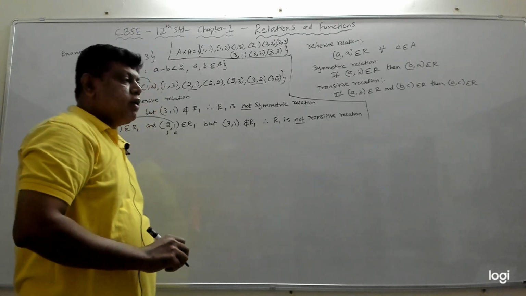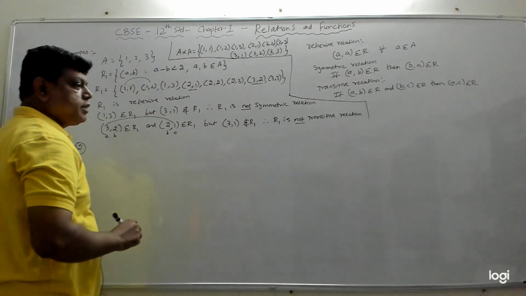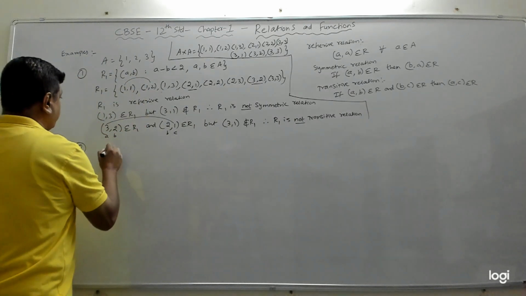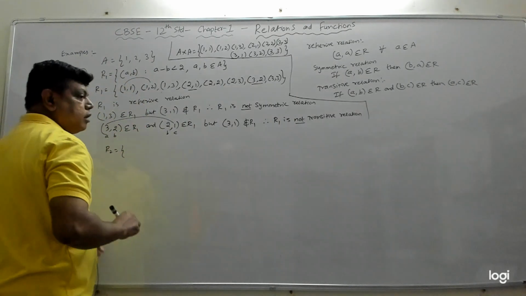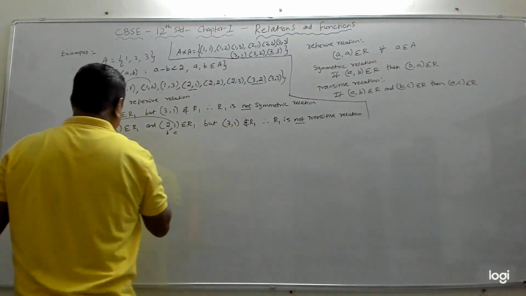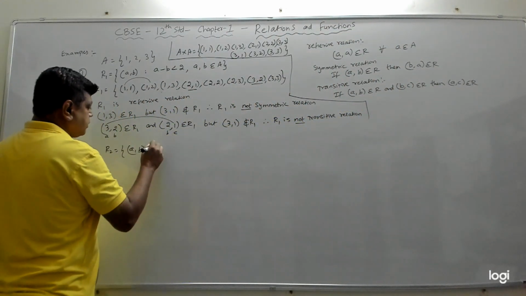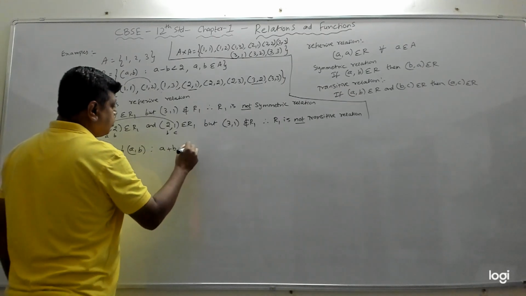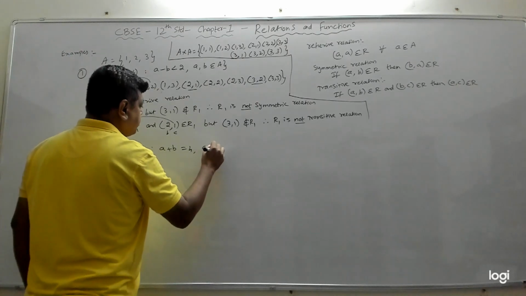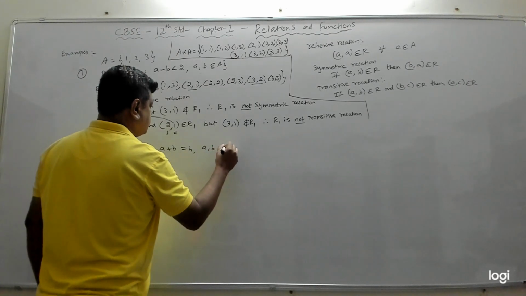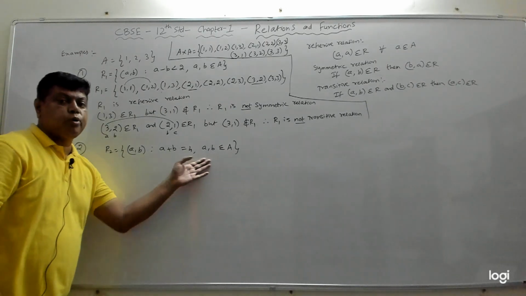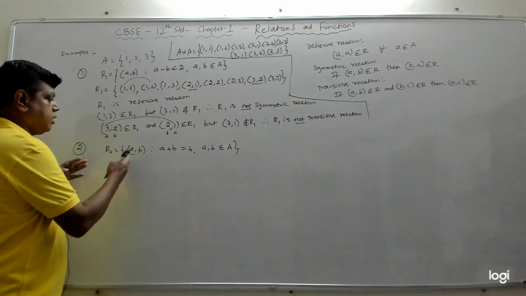Right? So the second one is, let's take a relation again on the same set A. Suppose I define R2 as the set of all (a, b) such that a plus b equals 4, where a, b belong to A. Now what will be the corresponding R2 set for this?